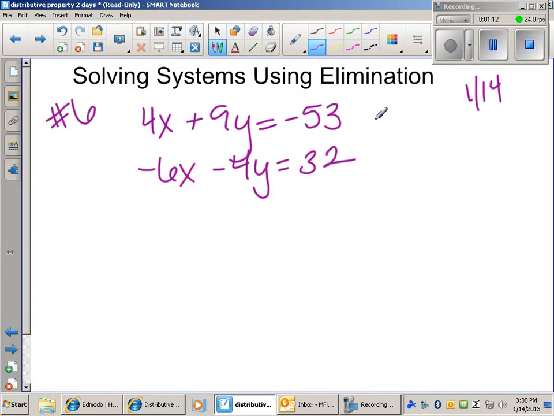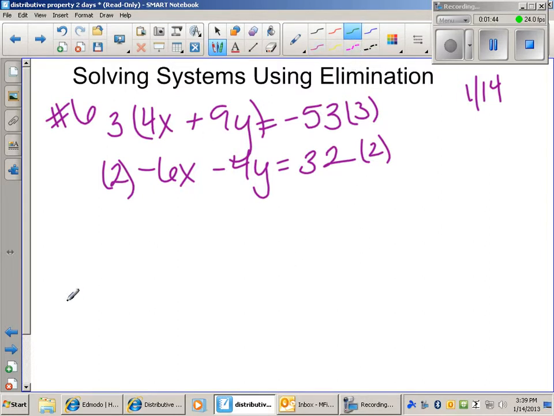So I need to multiply both equations by something. Now I notice that I have a positive 4x and a negative 6x, and I know that I can multiply 3 by 4x to get 12x, and 2 times negative 6 to get negative 12x. So that's what I think I'm going to do. I'm going to multiply the top equation by 3 and the bottom equation by 2. And that way I'm going to get 2 equations that will eliminate.